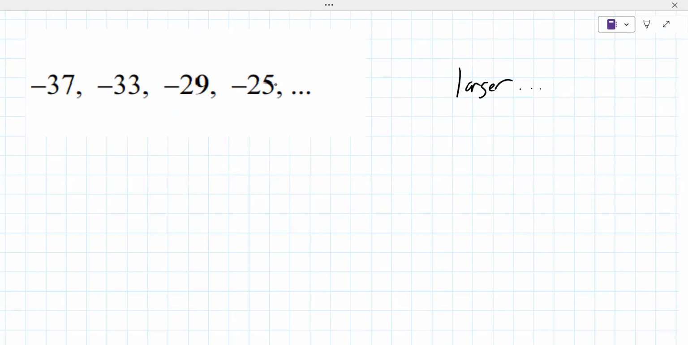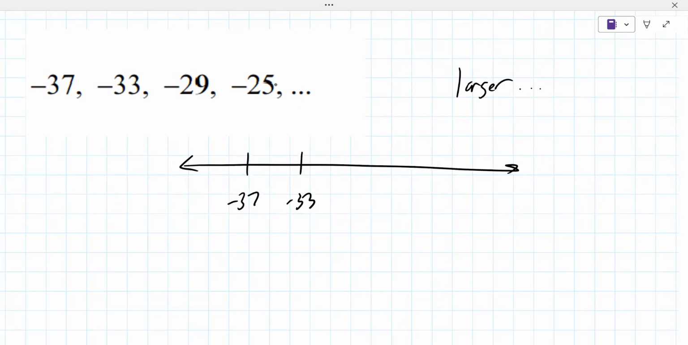Okay, maybe you can't see that or you don't believe it, but if you look at where these are on the number line, they're going the other way, to the right. That's how you know.